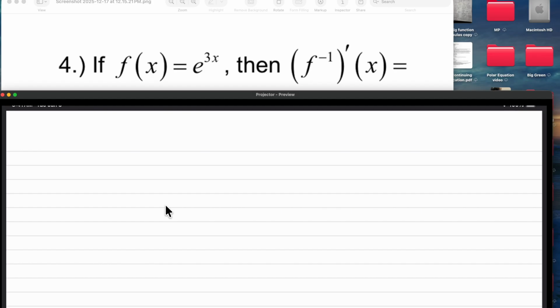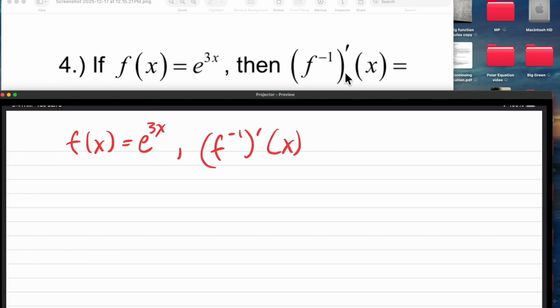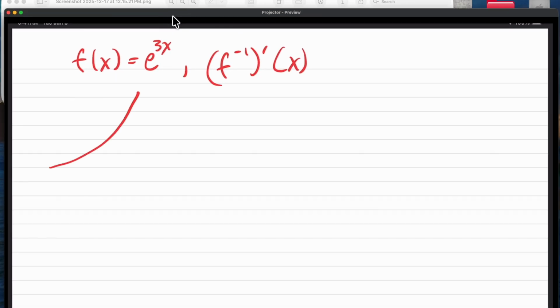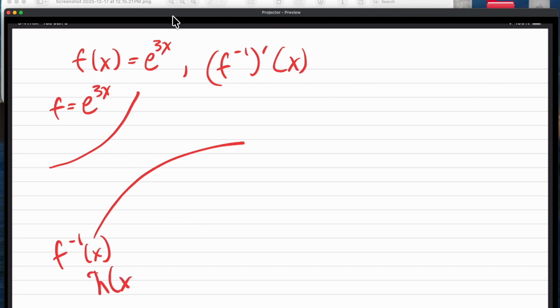Next, we are given that f of x equals e to the 3x, and we are asked to find the derivative of the inverse at a point x. The derivative of the inverse at a point x. So let's go ahead and create our schematic functions. We have f here, f equals e to the 3x, and then we have the inverse function here, f to the negative 1 of x, and I'm going to call that h of x.